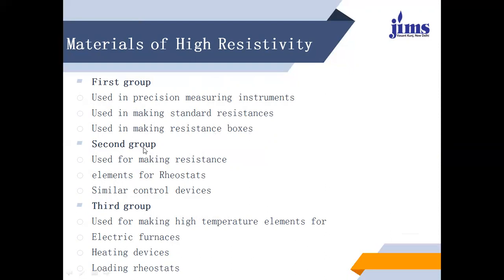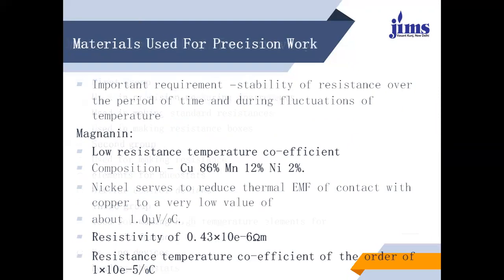The second group of material is used for making resistances, rheostats, and control devices. For the third group, the application is making high temperature elements for electric furnaces, heating devices, and loading rheostats. So these are the three groups into which high resistivity materials are categorized.